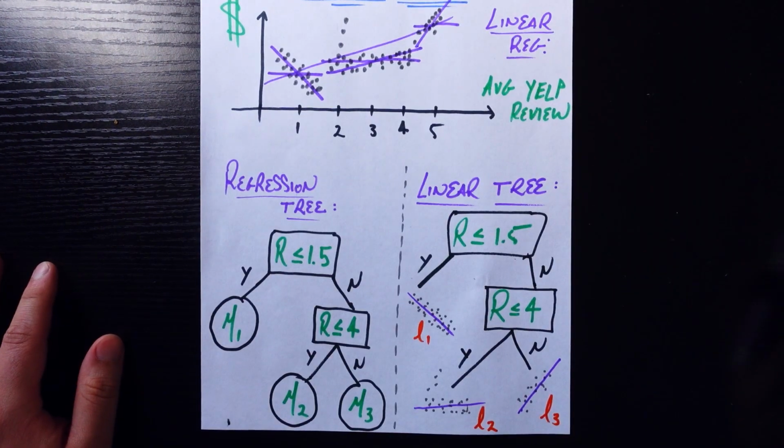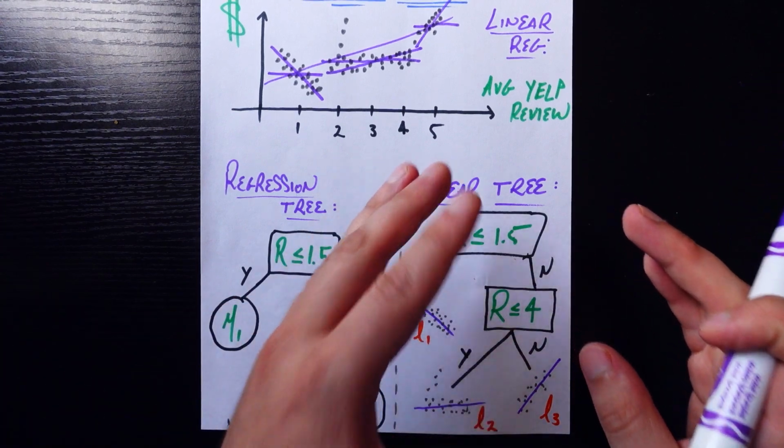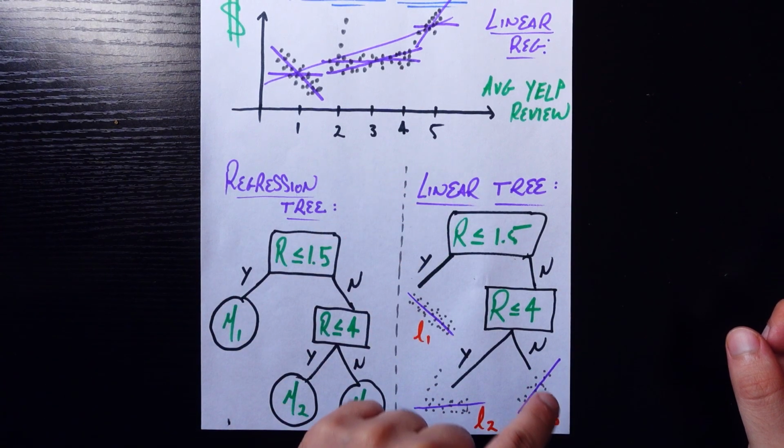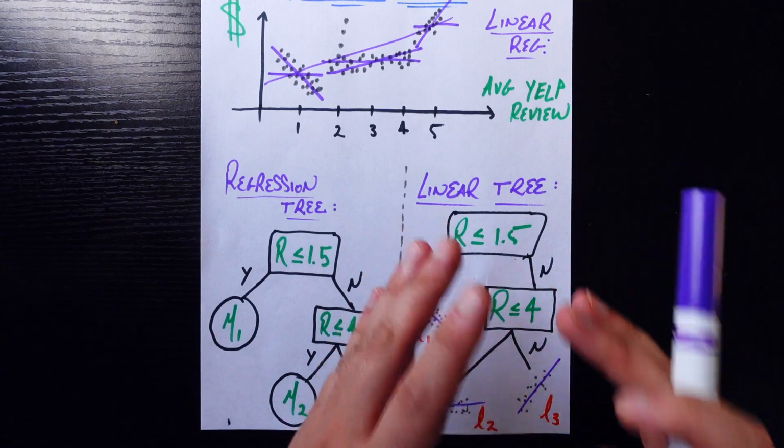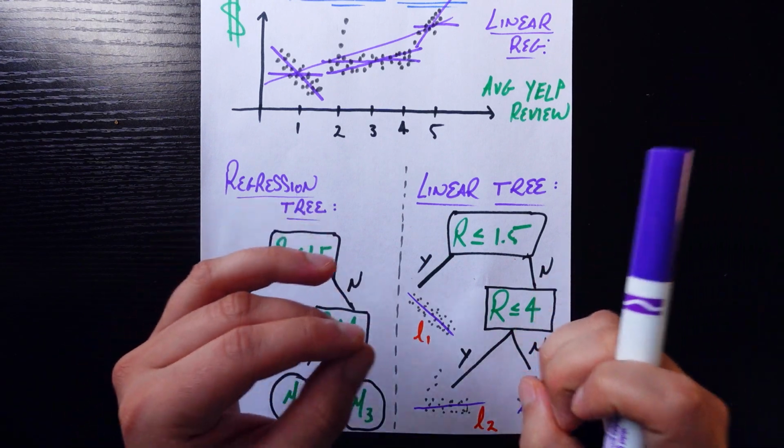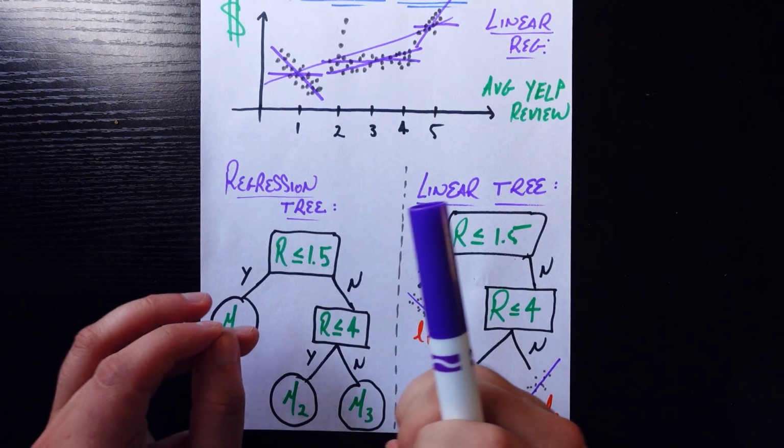And so hopefully you're able to see by combining linear regression and having a local linear regression at each of the nodes, each of the leaf nodes of this regression tree, we're able to do a lot better than using either linear regression or regression trees alone.